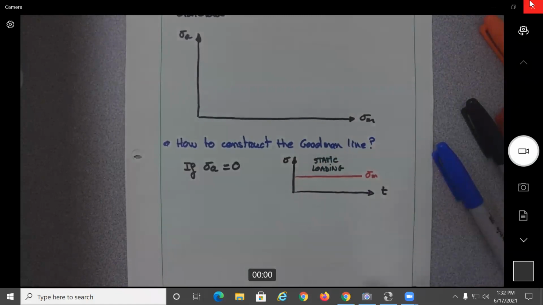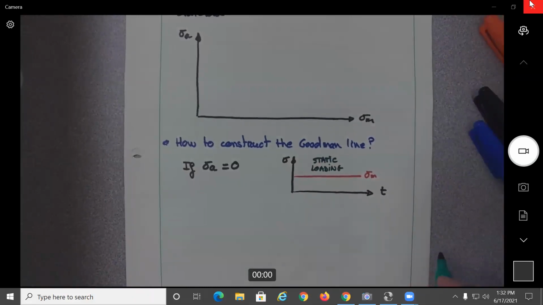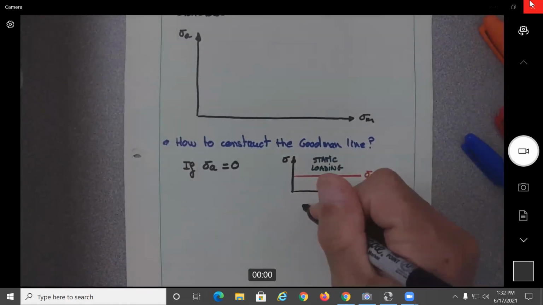So in that case, when is the structure going to fail? Think about steel or aluminum. When is the structure going to fail? This will be based on what? If it's static loading.